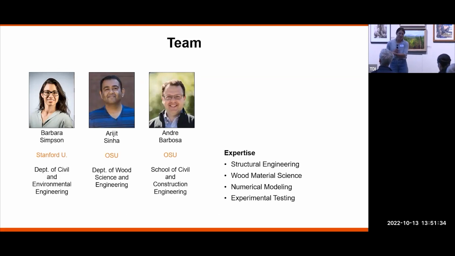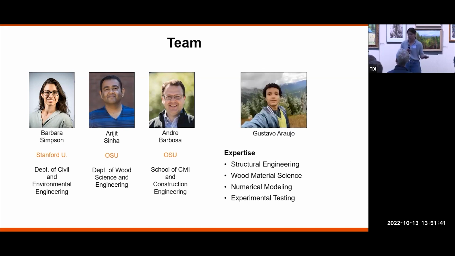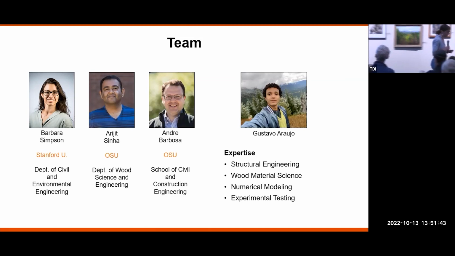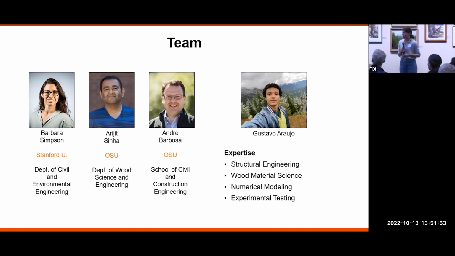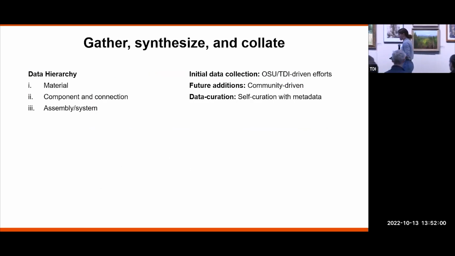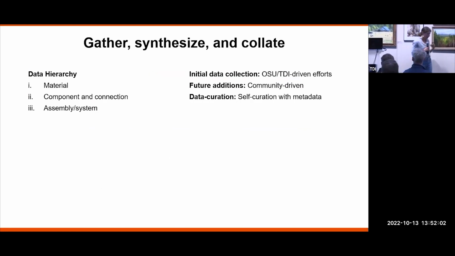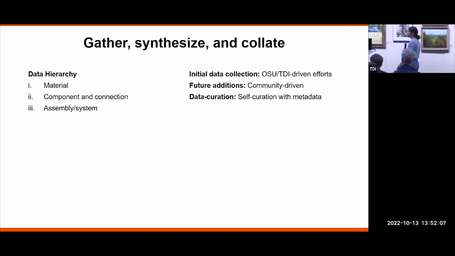So you've seen this trio before. They're also on this team as well: my co-PIs, Ari and Andre, and then of course the student who's really doing most of the work, Gustavo. We're basing this initial database on the system level tests that we're doing with the 3-story and the 6-story system, as well as the many experiments that Ari and Andre have conducted in the past that are available at Oregon State. Our first step is to develop some sort of data hierarchy. We can look at the material level, the component level and connection level, and finally the system as a whole.